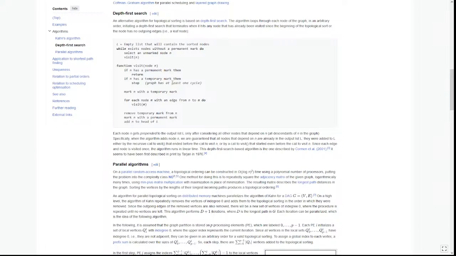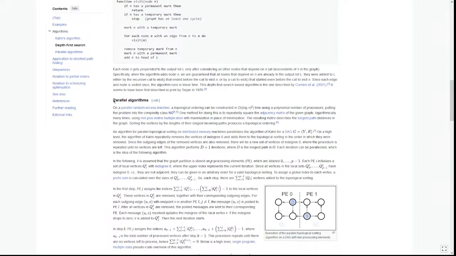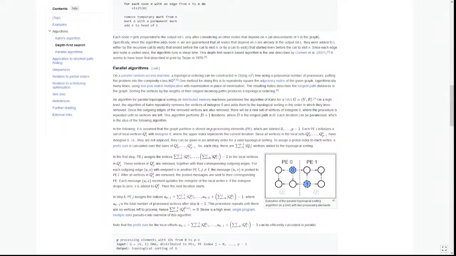This depth-first search-based algorithm is one described by Cormen et al. It seems to have been first described in print by Tarjan, 1976.